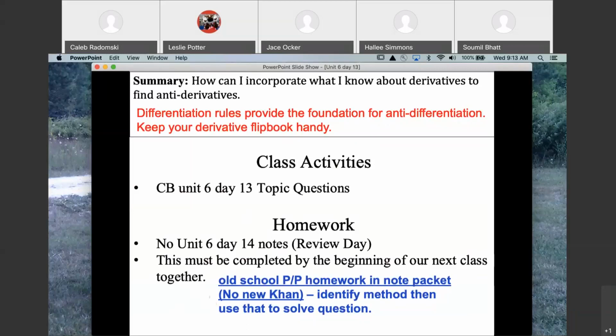So why don't you go ahead and get into the topic questions, and then you can start that pencil and paper homework or finish any outstanding con. This pencil and paper homework is going to count as a con. I'm going to have you upload it in Blackboard like you would do with corrections. It's right underneath day 13 in Blackboard.